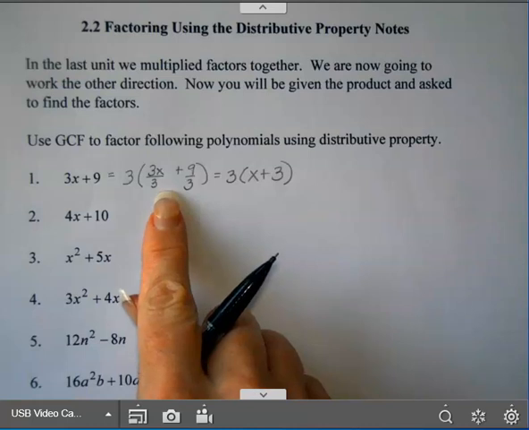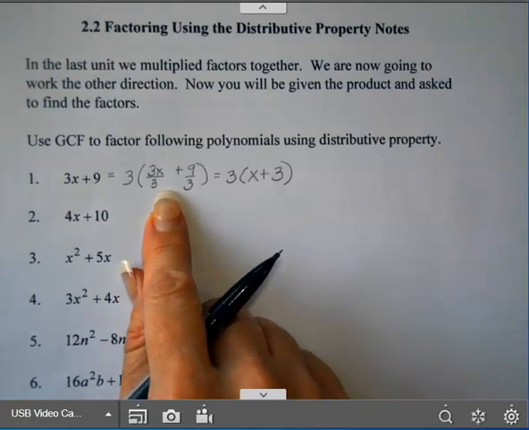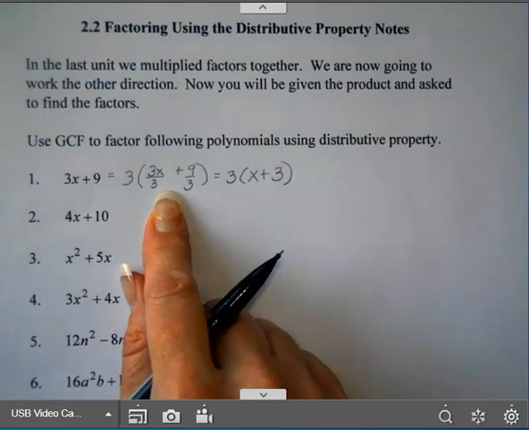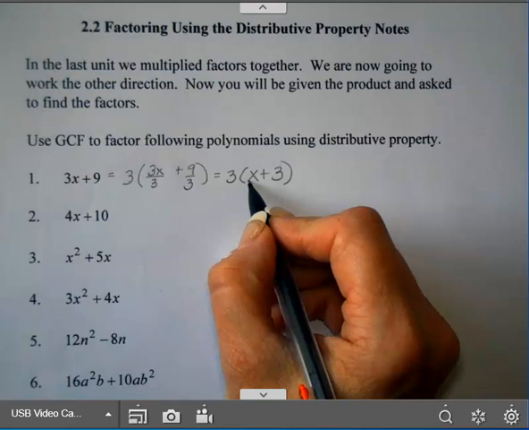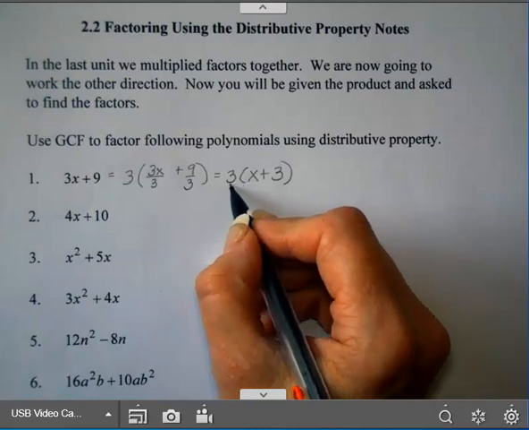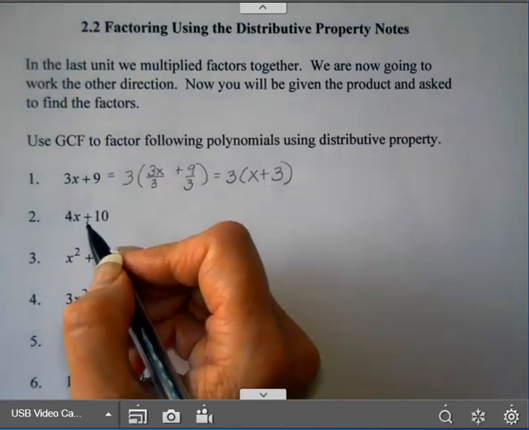You don't need to do this middle step. I just wanted to show you how it was working. And that middle step does help some people. Notice if I multiply this out, this would be 3 times x, which is 3x, and 3 times plus 3, which is plus 9. So I would get that 3x plus 9.